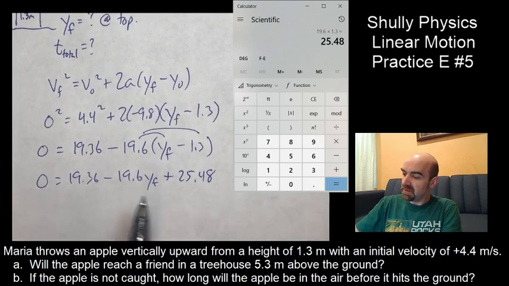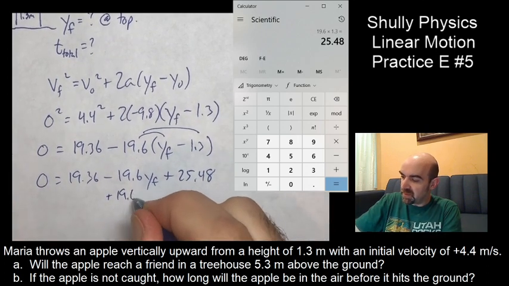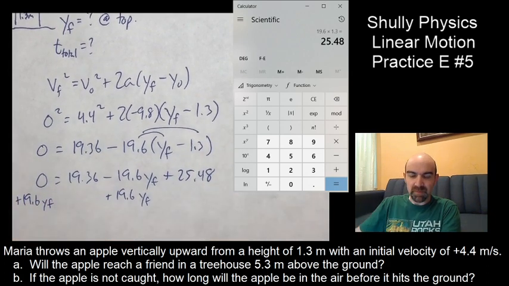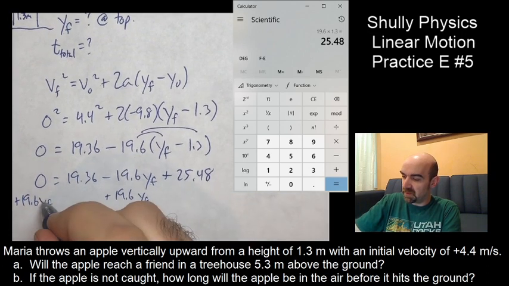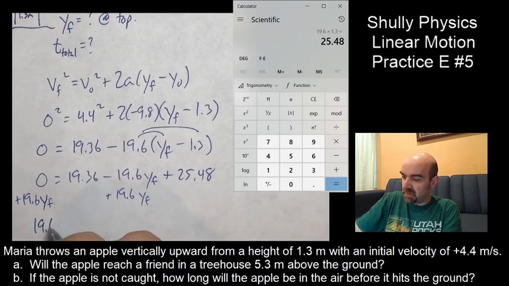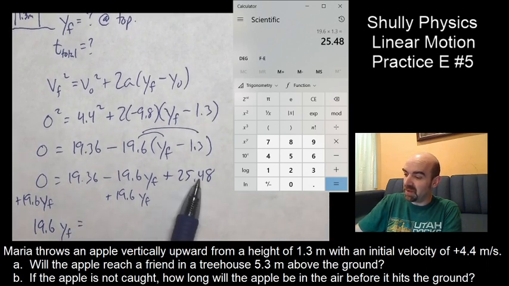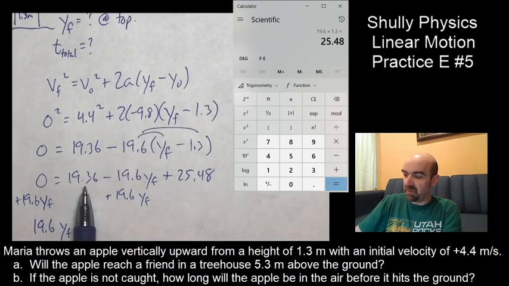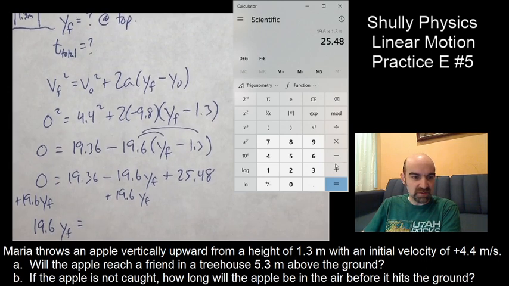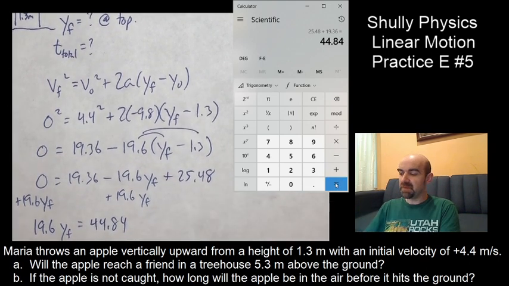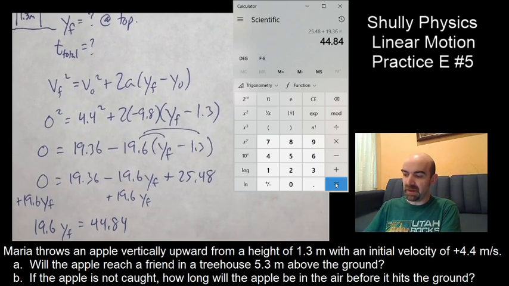Looks like we can, I'm going to add 19.6y final to both sides. All right, so we end up with 19.6y final equals, and we can now add these two numbers, 25.48 plus 19.36, 44.84. Okay, and that helps us get that final y.